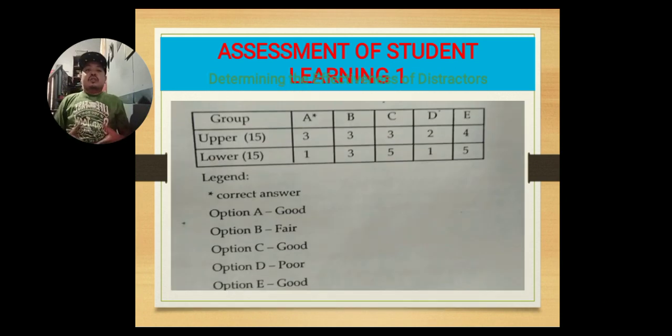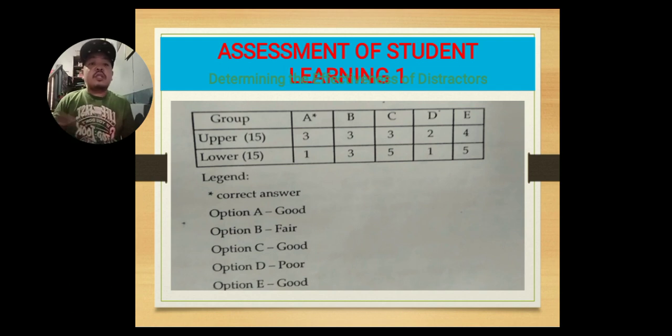So, this one is for the distractor. As you notice, you have the upper group, which is 15, lower group, which is 15, and then you have choices A, B, C, D, and E. In this item, the correct answer is letter A. Okay? In the upper group, 3 answered A, 3 answered B, 3 answered C, 2 answered D, and 4 answered letter E. In the lower group, one answered A, 3 answered B, 5 answered C, one answered D, and one answered E. Okay, so how will we know if it is good, fair, or poor?